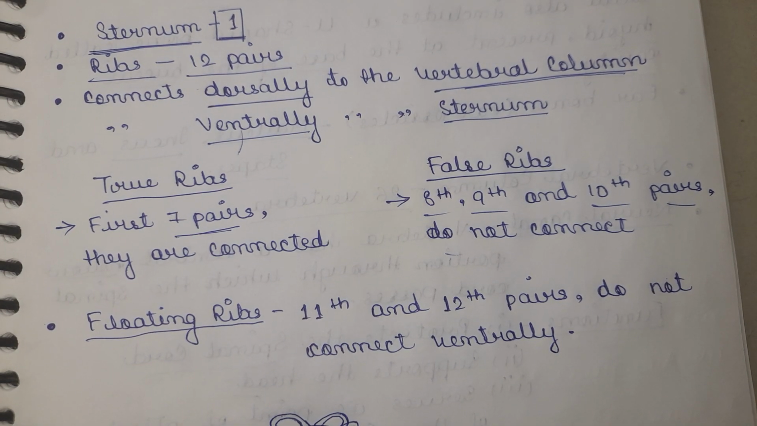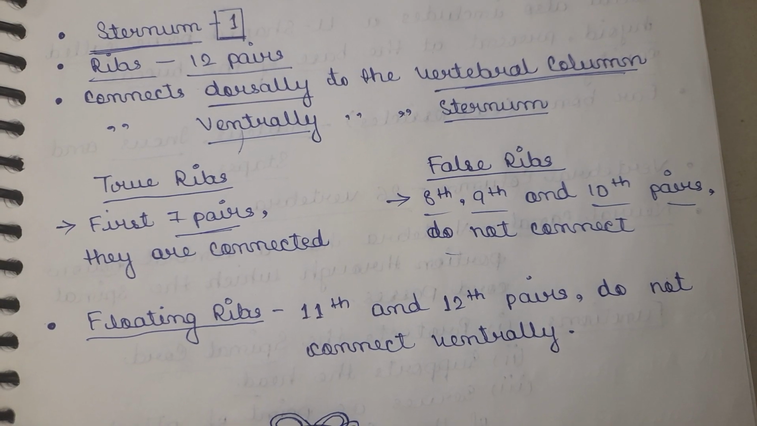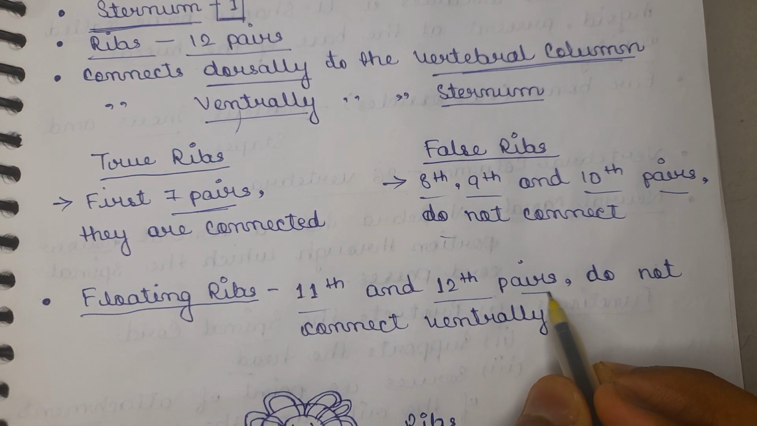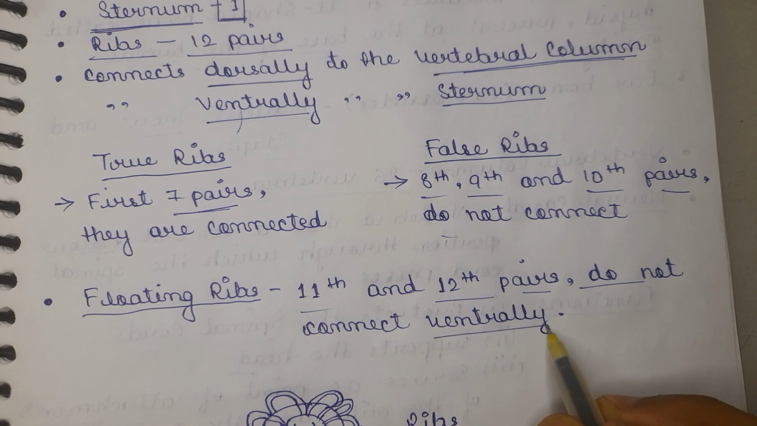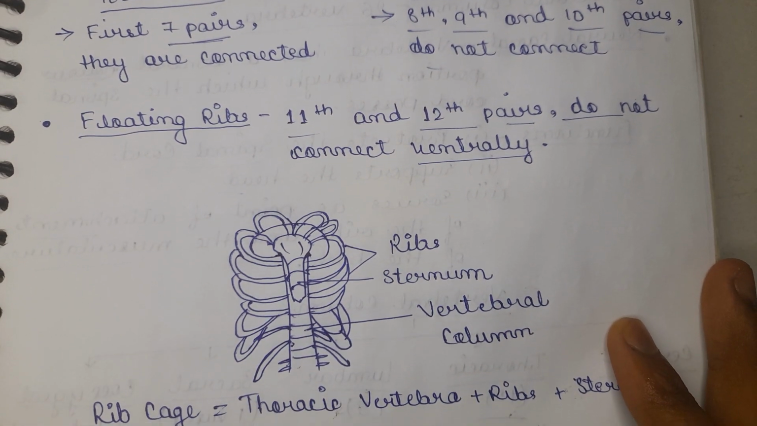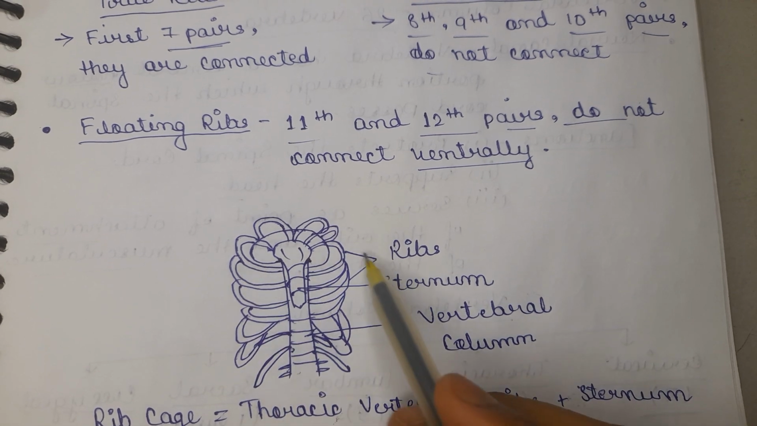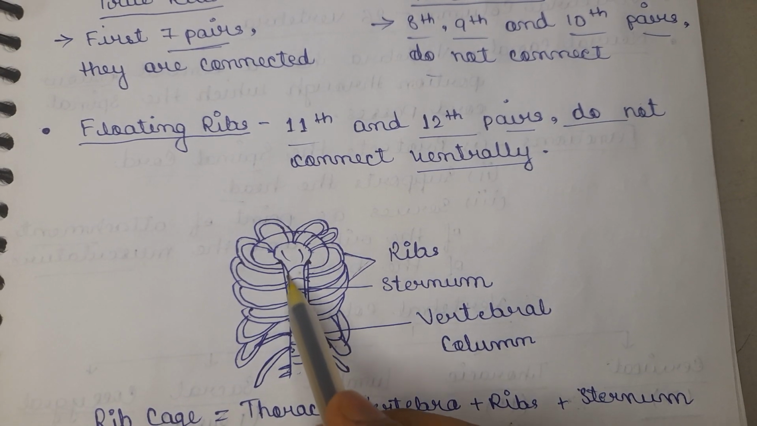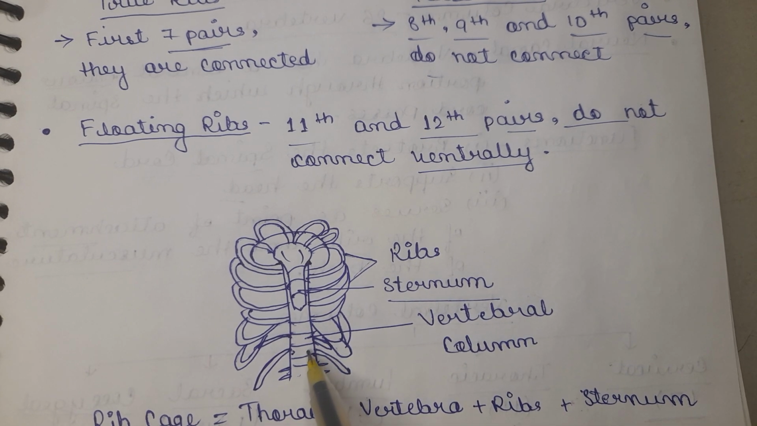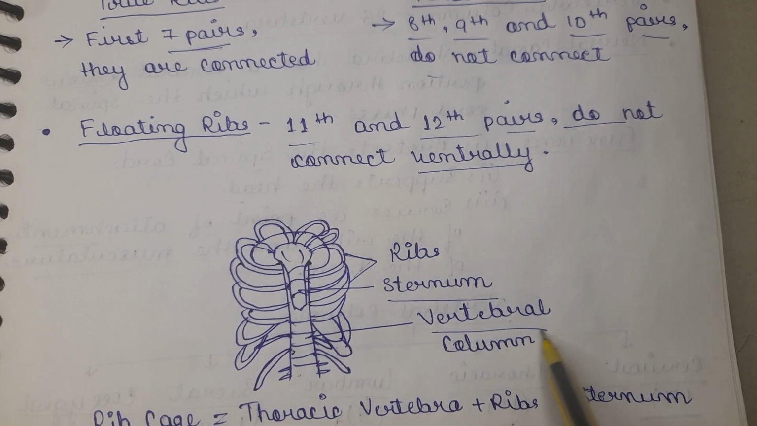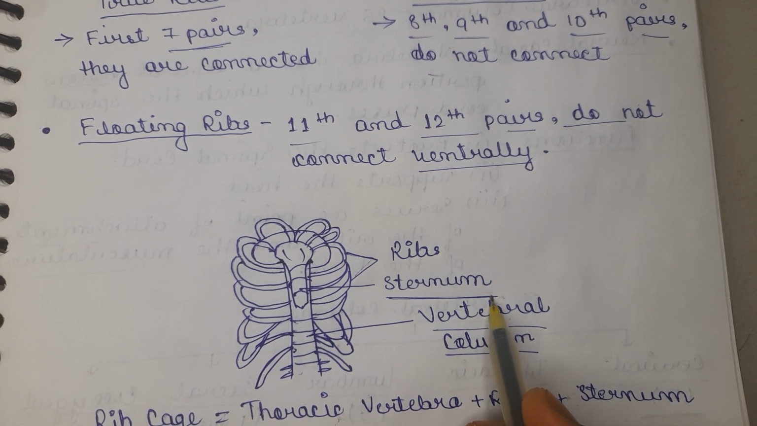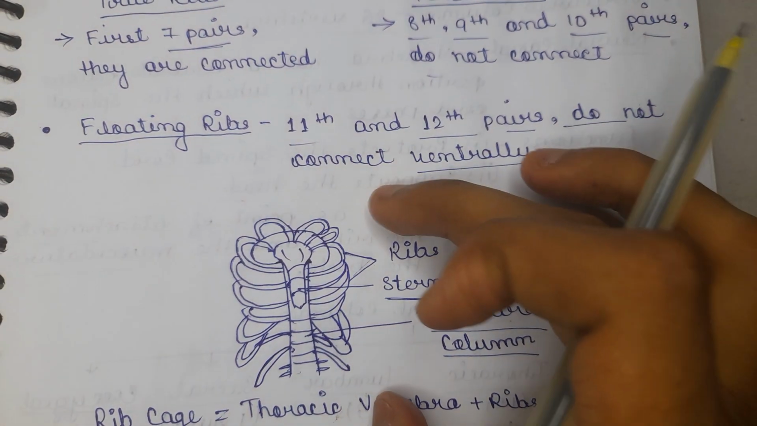The next ones after the true and false ribs are the floating ribs. The floating ribs are the 11th and 12th pairs. They do not connect ventrally. The diagram of the rib cage is like this. These are all the ribs, and this is the central part. On the front side of the rib cage is the sternum, and from the back all the ribs are connected with the vertebral column, and from the front all the ribs are connected to the sternum. So this is the diagram of the rib cage.